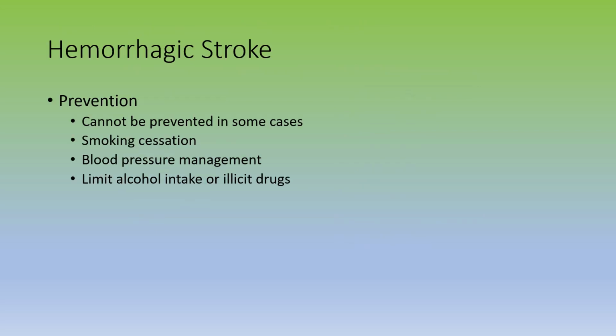As for prevention, sometimes it can't be prevented in some cases, but certainly quitting smoking helps, as does blood pressure management and limiting alcohol intake or illicit drugs such as cocaine, because that can increase your blood pressure. These are certain things that can actually limit or reduce the risk of brain aneurysms.